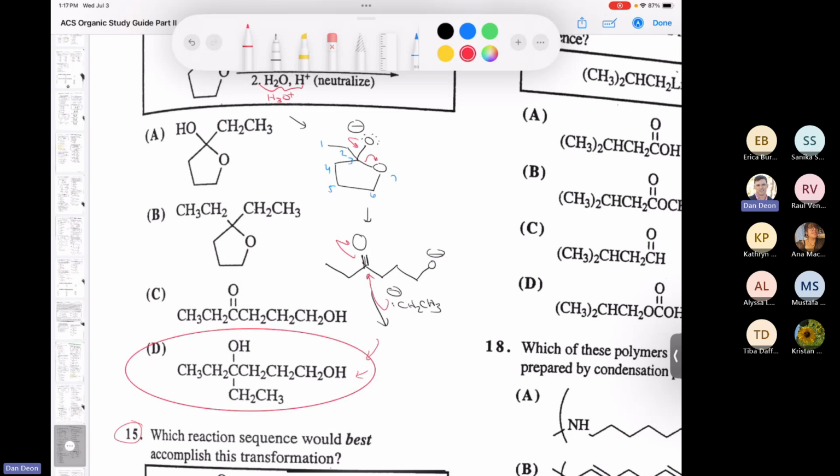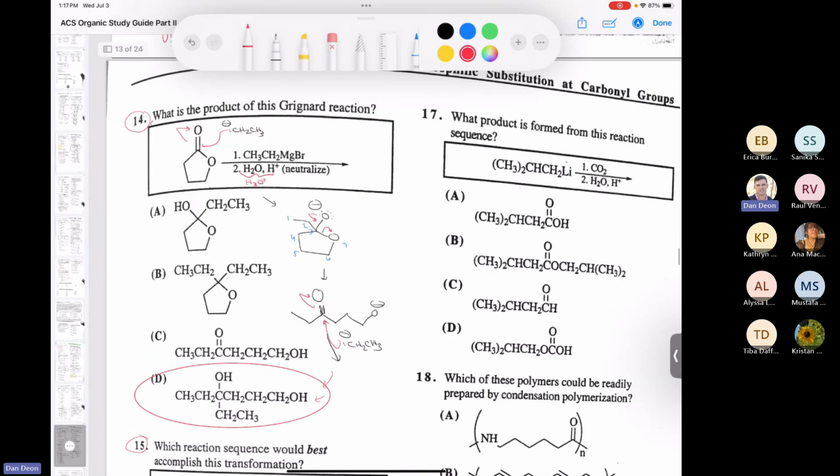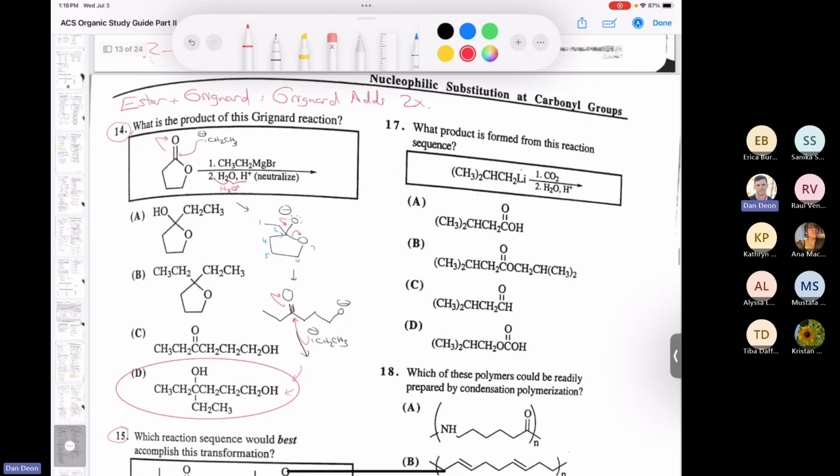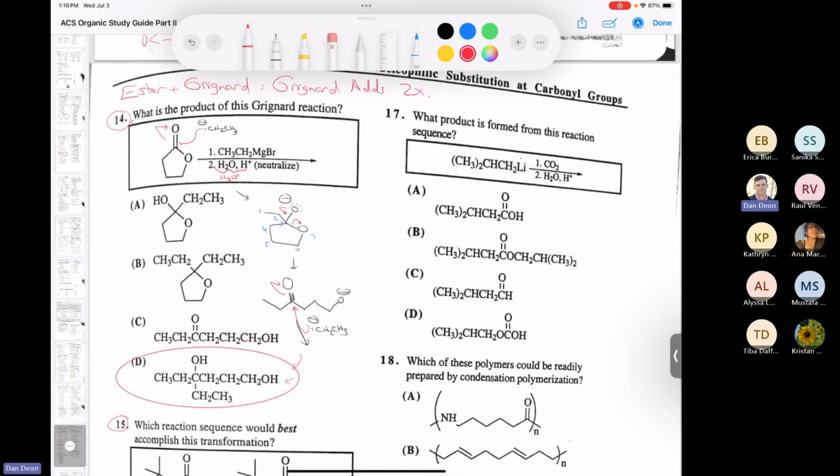So you add the ethyl group 2 times, okay? So if you need to review, I'll put a note here for you. It would be ester plus Grignard. And remember, Grignard adds twice. It's a double addition. So it adds once, then you make a ketone, then it adds a second time so that you get an alkoxide, then it gets protonated to make an alcohol in the end. So that's a little bit of nucleophilic acyl substitution.